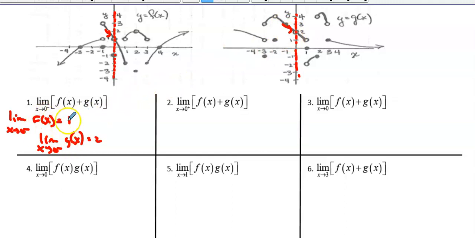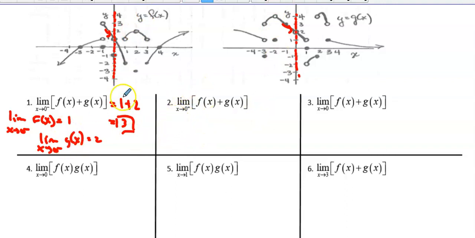So we have the fact that this is 1, we have the fact that this is 2, so the limit as x approaches 0 from the left of f of x plus g of x is simply going to be the summation of those two numbers, and so this answer is going to be equal to 3. So very easy, really awesome problem for us to do, all right?